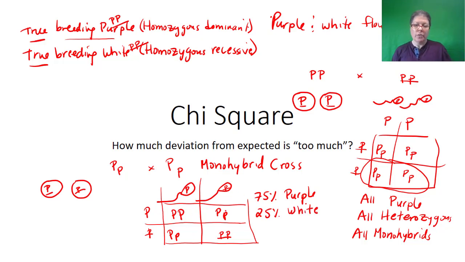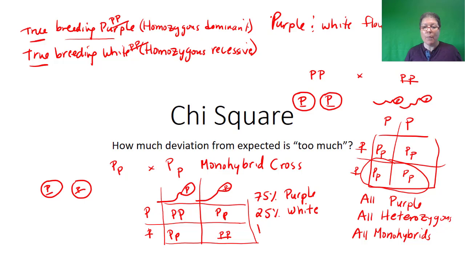So 1, 2, 3, these are purple. Even though they have different genotypes, they're still purple. So looking at them with the unaided eye, we would just see purple. We wouldn't know by the fact that they were purple whether they were homozygous dominant or heterozygous. And we have 1 out of the 4 is 25%.